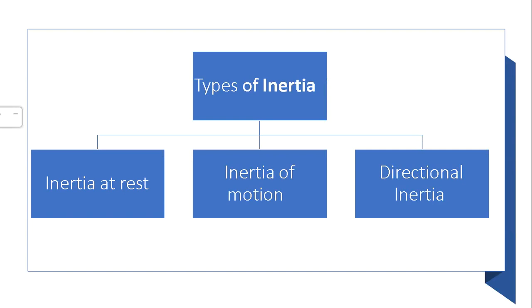Now here, students, we have to study the types of inertia. There are three types of inertia. The first one is inertia at rest, the second is inertia of motion, and the third is directional inertia. Now we will see each type one by one.